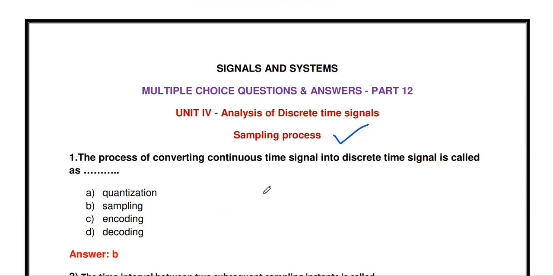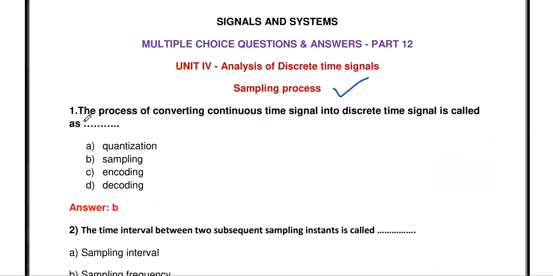Here in the question and answer format, the first question: the process of converting a continuous time signal into a discrete time signal is called as dash. The continuous time signal means x of t, and the discrete time signal means x of n.